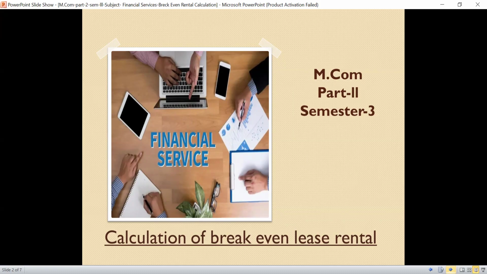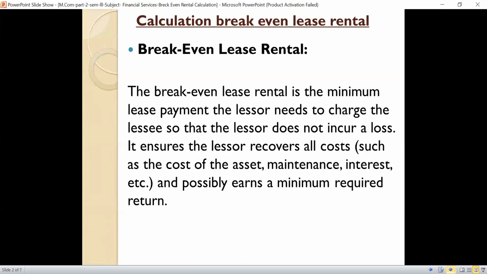Good morning, everyone. Our subject is financial services, and our question is calculation of break-even lease rental. The break-even lease rental is the minimum lease payment the lessor needs to charge the lessee so that the lessor does not incur a loss.